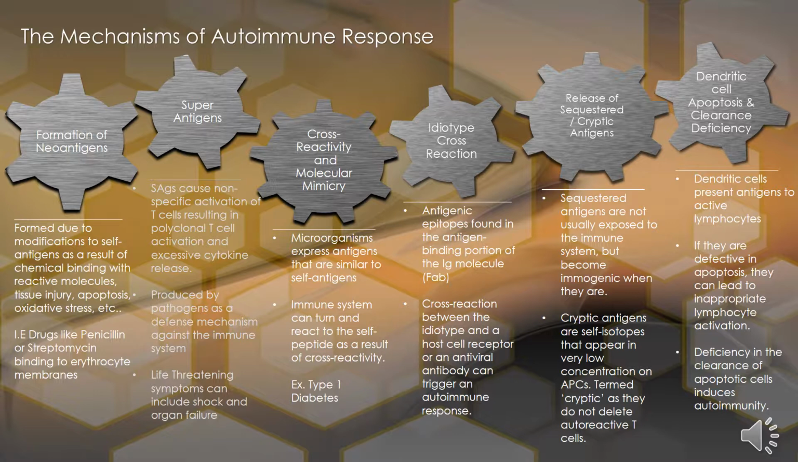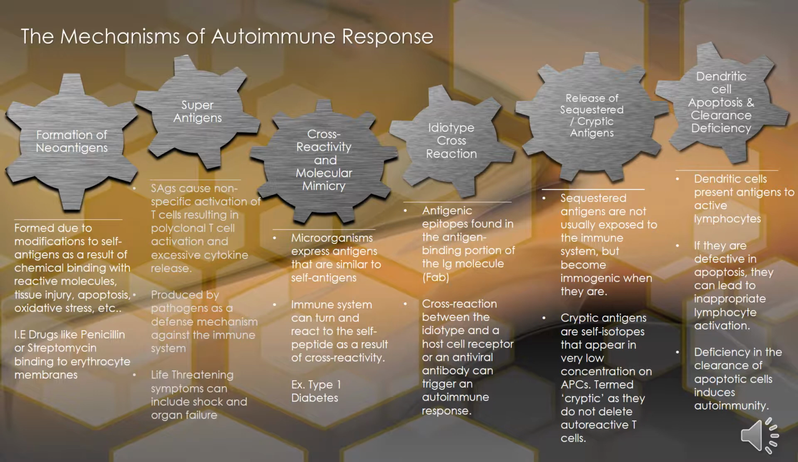Cross-reactivity and molecular mimicry. Microorganisms express antigens that are similar to self-antigens. The immune system can turn and react to self-peptide as a result of cross-reactivity as well. An example of this includes type 1 diabetes.